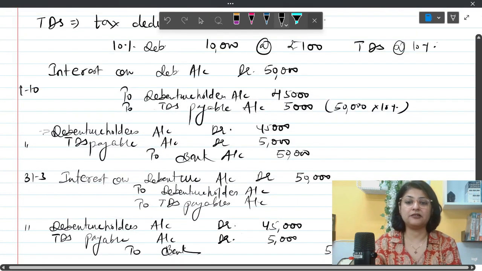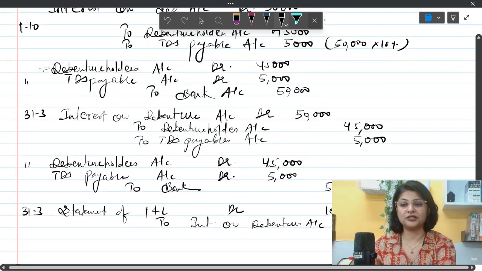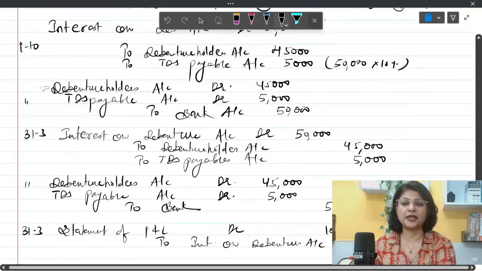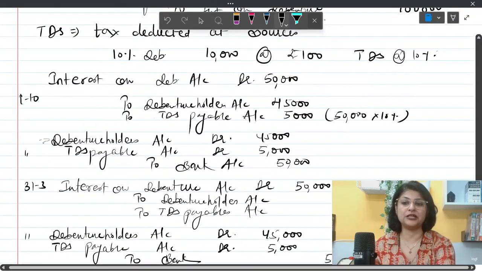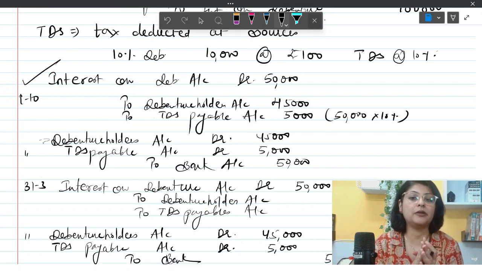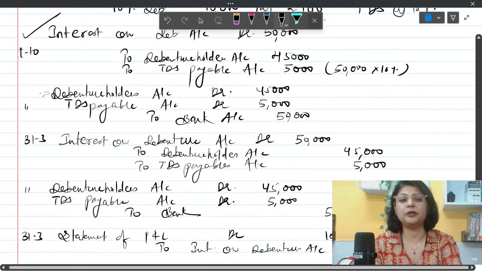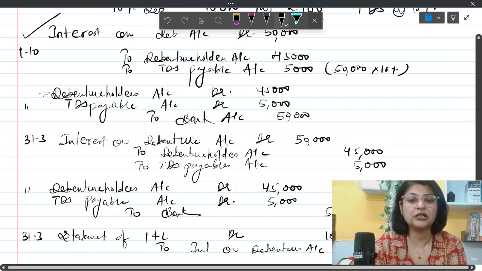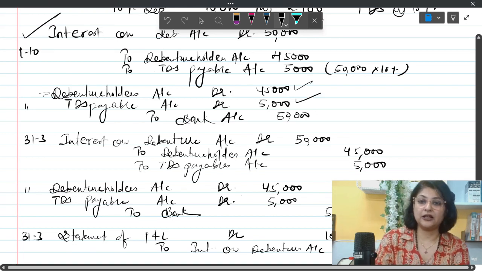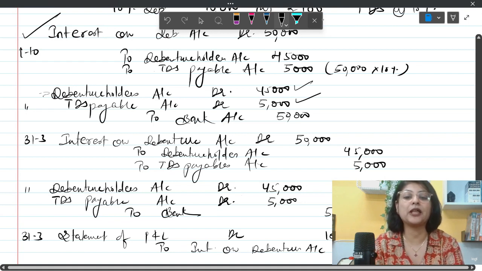Let us have a recap of the entries what we have passed regarding the TDS. For TDS, we have passed entries interest on debenture account debit to TDS payable to debenture holders accounts. Whatever was the amount of TDS that is being deducted from the debenture holders payment, and remaining amount means they are getting only the remainder. Then while closing this entry, we will pay one part of this to the debenture holder and one part of this to the government as TDS payable. So out of 50,000, 10% is paid to the government and remaining 90% is paid to the debenture holders.